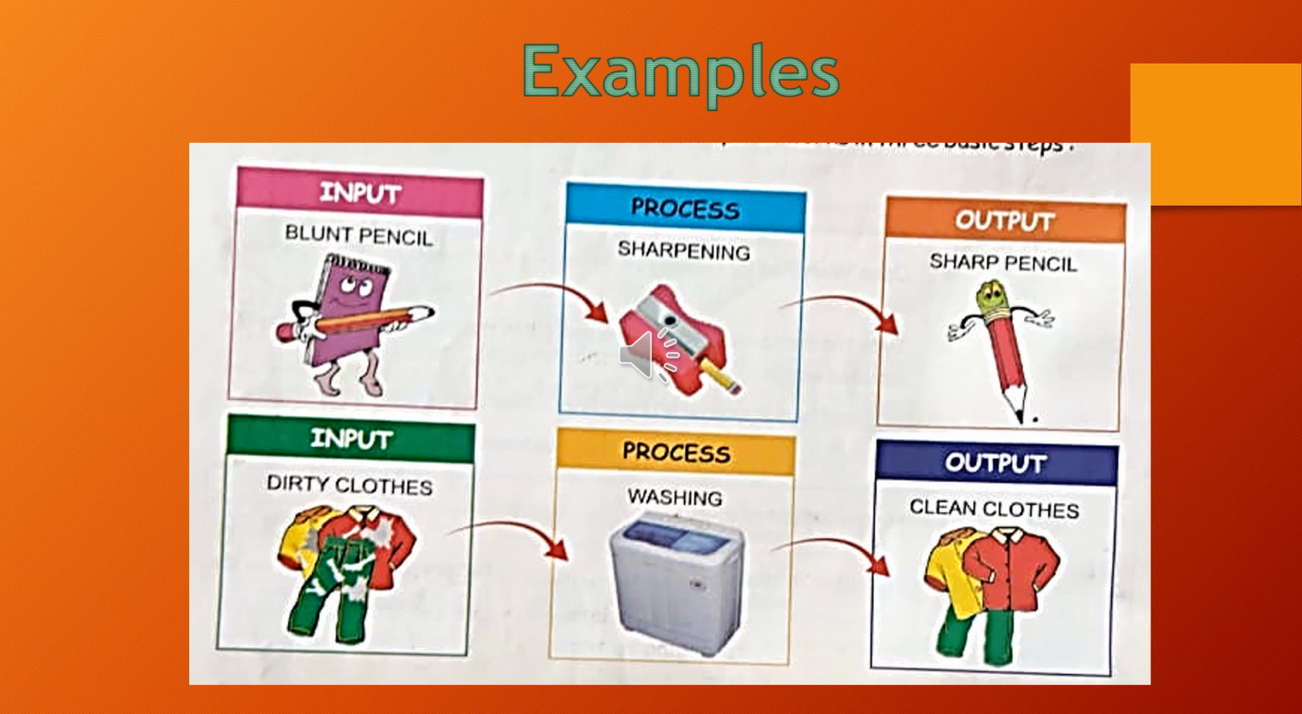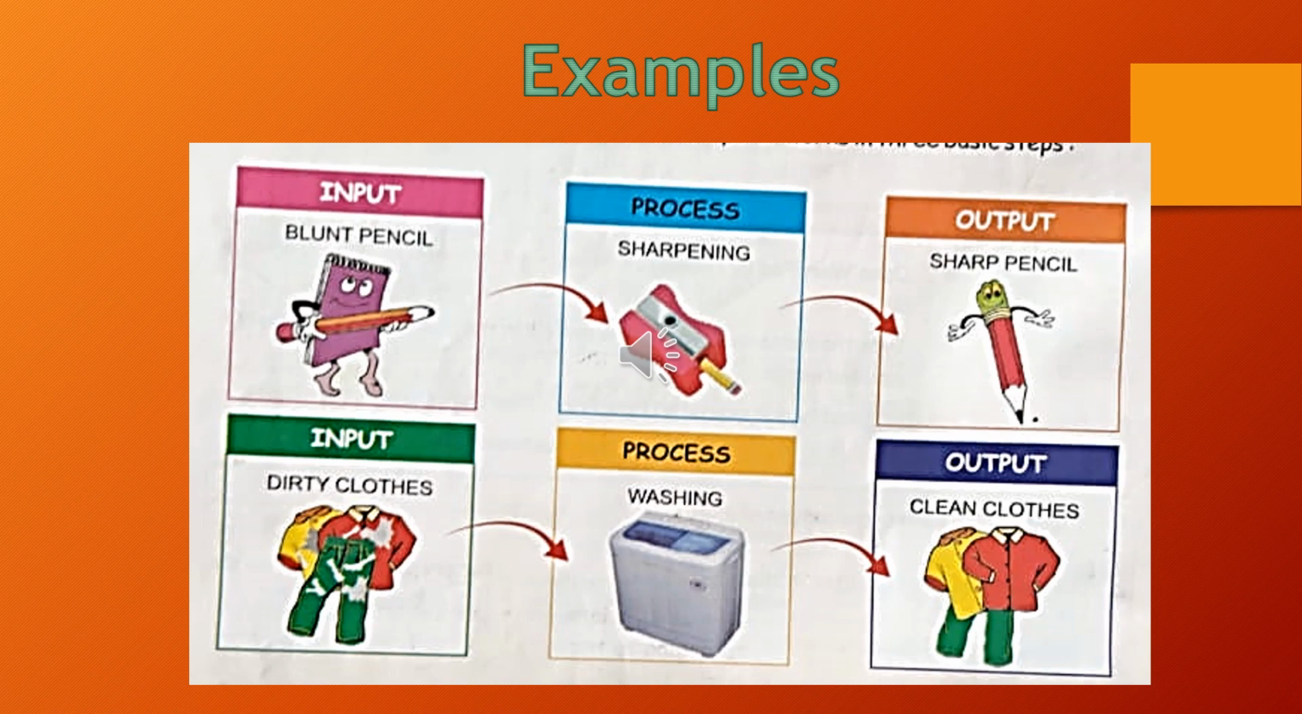See, you might be confused about what is input, what is process, what is output. I'll give you simple examples. When you come to school and your pencil is not sharpened, what do you do? You take out that pencil. That pencil is input. You take the sharpener, put the pencil in it and sharpen it. When you are sharpening the pencil, that is the process.